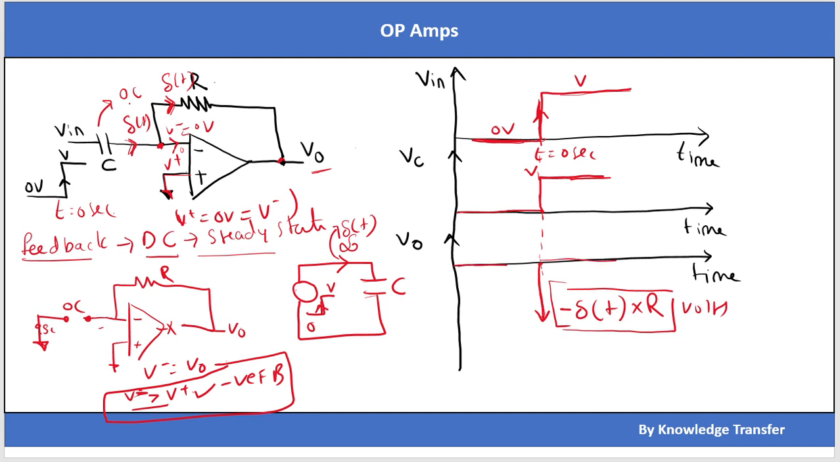So V naught is 0 until t equal to 0 seconds. At t equal to 0 seconds, V naught goes to minus delta of t into R. After that instant, V naught will become 0 volt again.